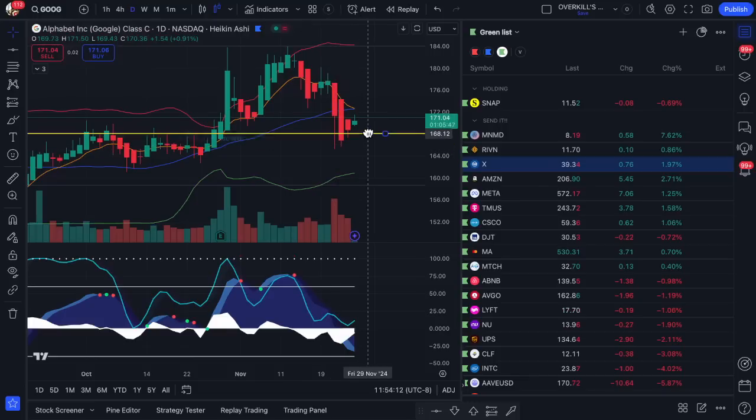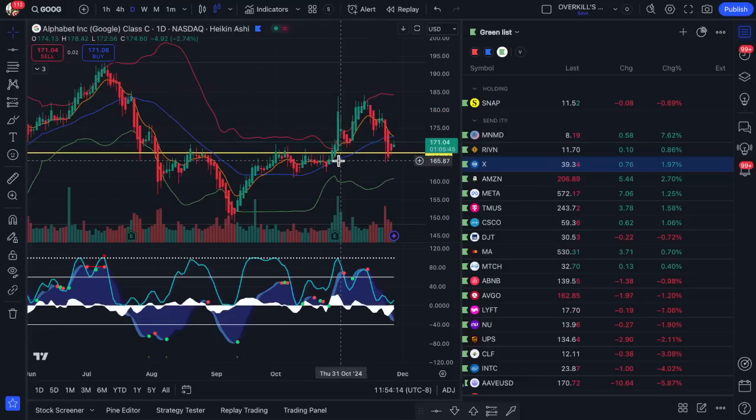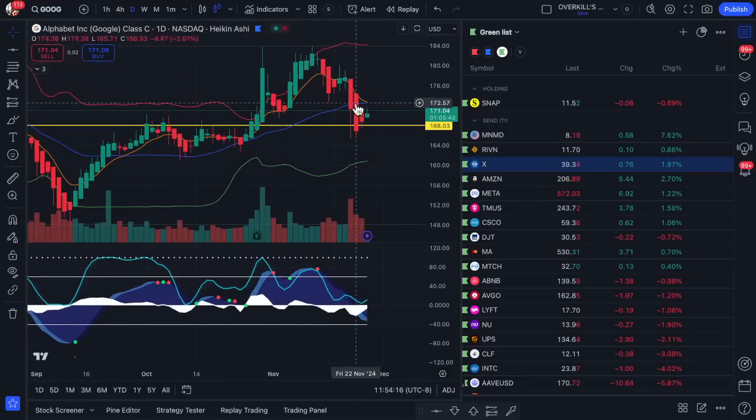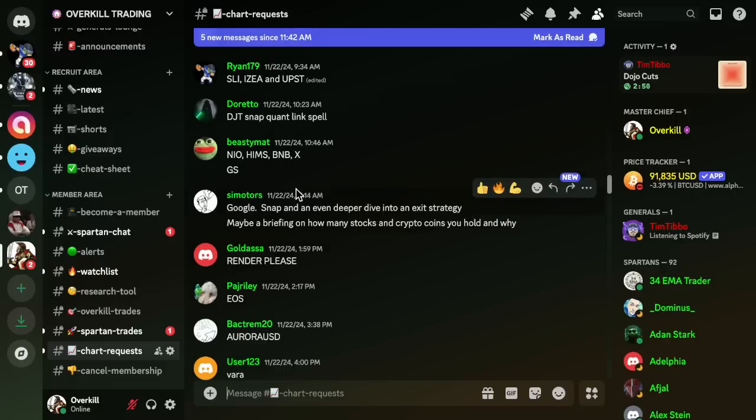If you're gonna play this one, move your stop loss up to 168. It's green on the monthly. You got that first green reversal candle there. No green dot yet, but that doesn't mean it can't come tomorrow. So 168 your stop loss on Google this week.